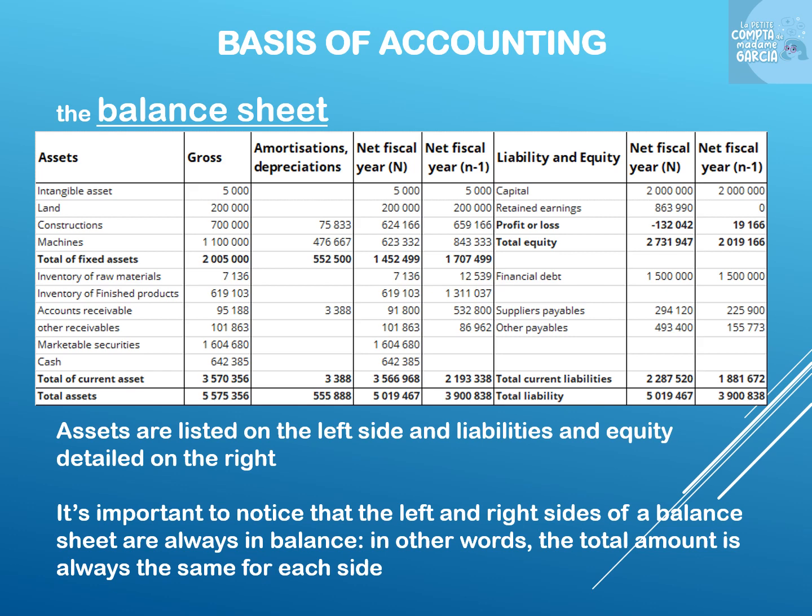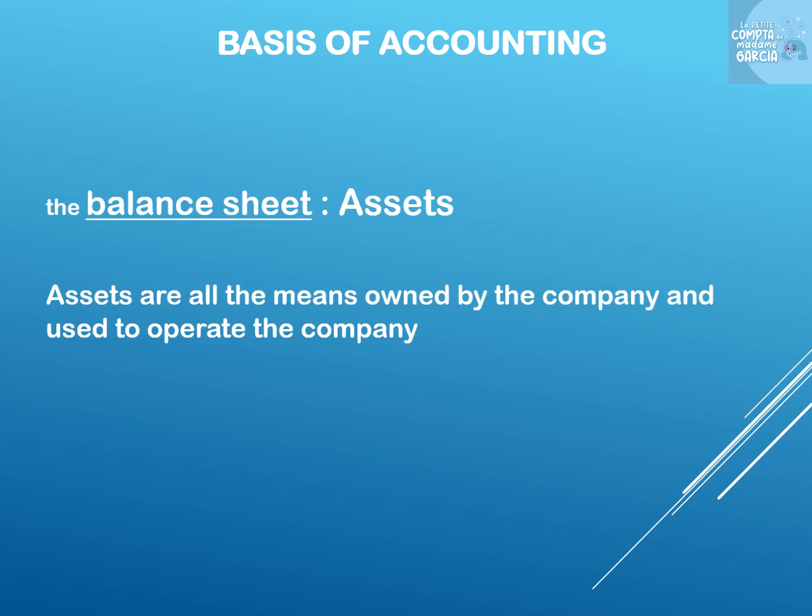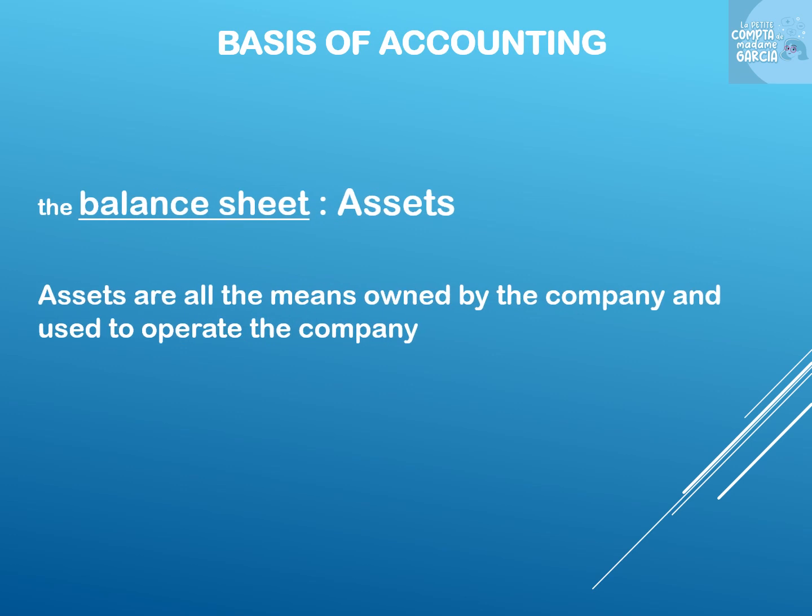Assets are listed on the left side and liabilities and equity detailed on the right. It's important to notice that the left and right sides of a balance sheet are always in balance. In other words, the total amount is always the same for each side. Assets are all the means owned by the company and used to operate the company.